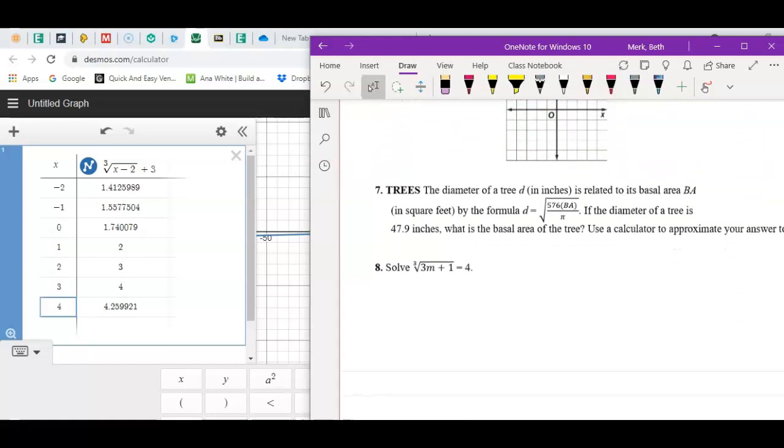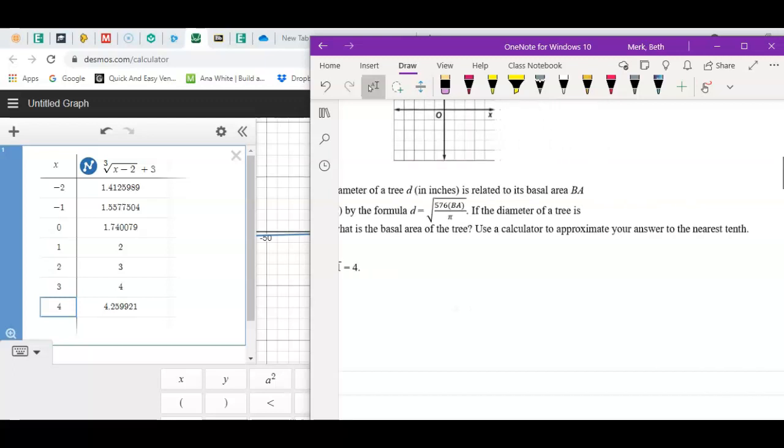The diameter of a tree, d in inches, is related to its basal area in square feet by the formula, d equals the square root of 576 times the basal area over pi. If the diameter of a tree is 47.9 inches, what is the basal area of the tree? And we will use a calculator to get our answer to the nearest tenth.